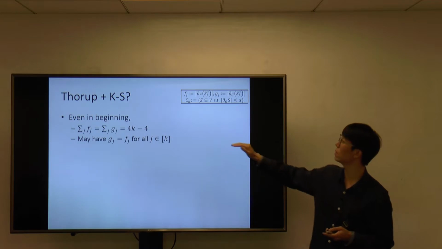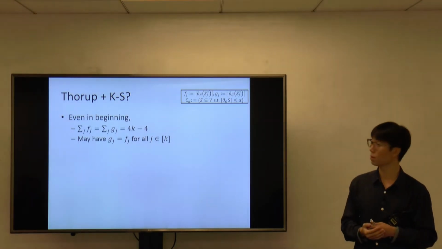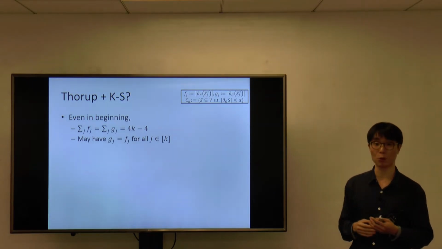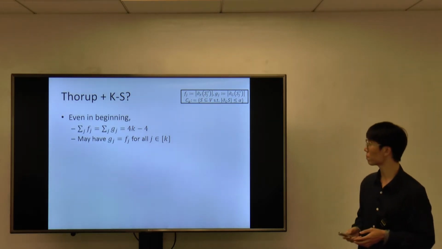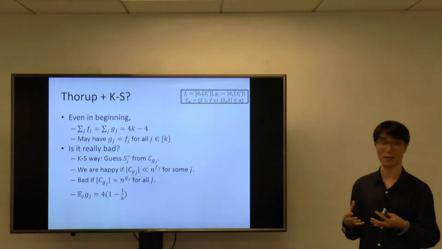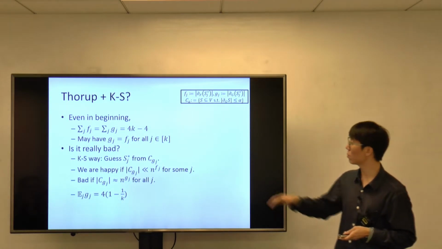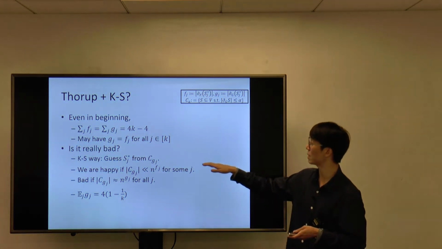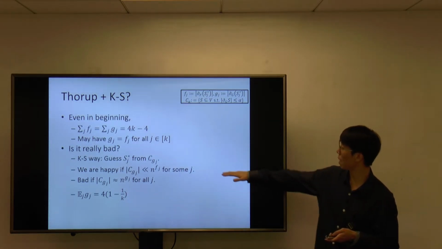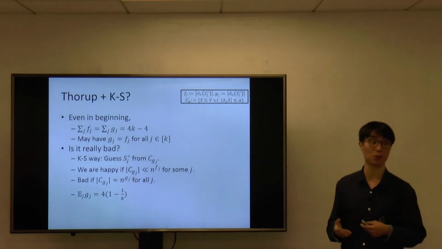Okay? Because even in the beginning, we know that the sum of f and the sum of g is exactly the same. So if Gj is equal to Fj for every j, then we know that we are not getting any advantage. But then we can look into the bad case, and ask whether this can really be realized. Recall that if you do the Karger-Stein way, then we are guessing the Sj star from C sub Gj. But anyway, we're going to be happy if the size of C sub Gj is much less than n to the Fj for some j.